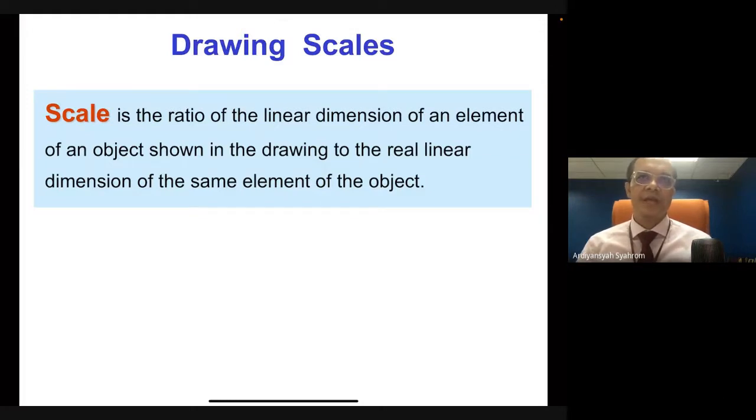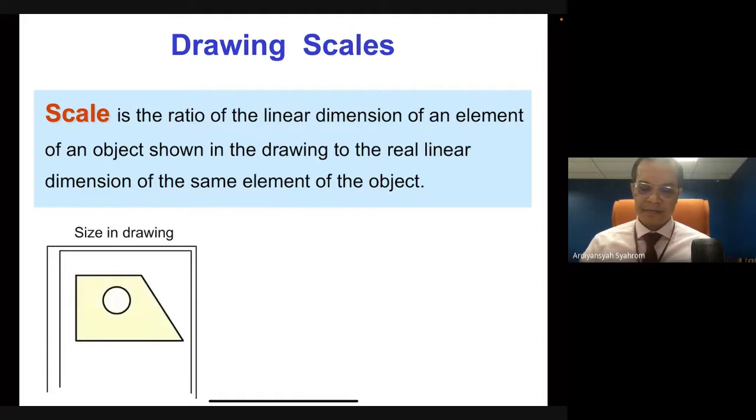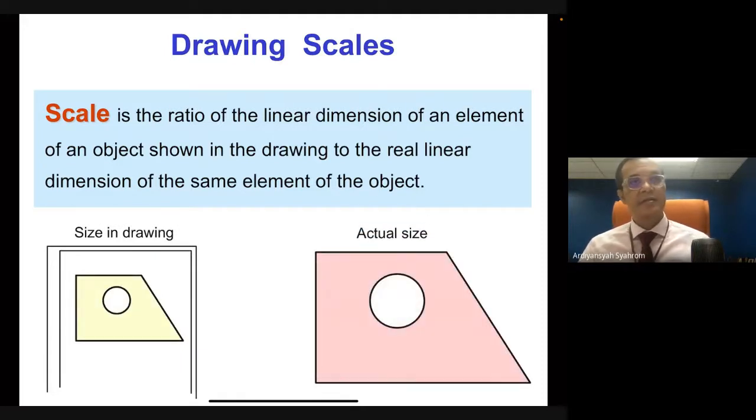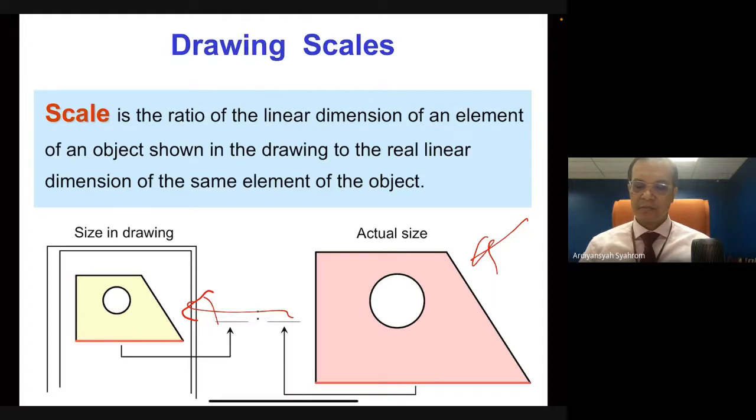Scale is a ratio of the linear dimension of an element of an object shown in the drawing to the real linear dimension of the same element of the object. Linear dimension means length and size. The actual size may be big; you scale it, it becomes small. You can give the scale here, for example one to two, scale down.